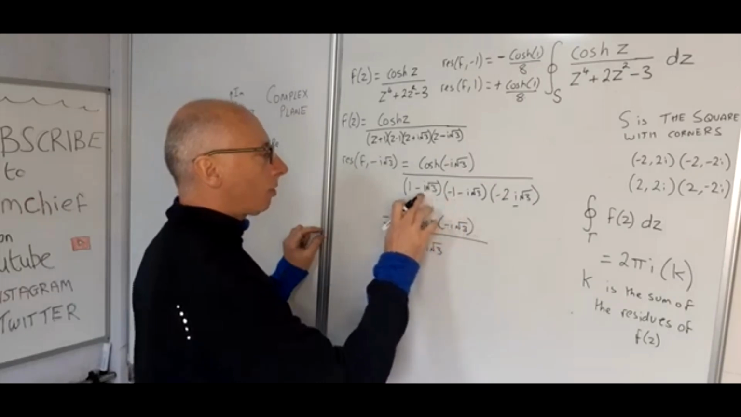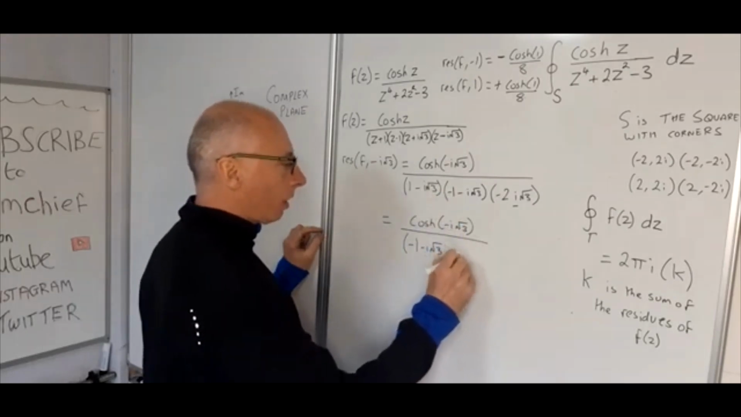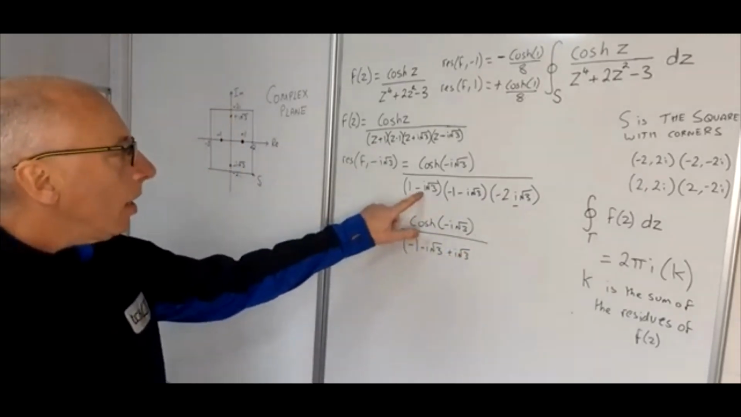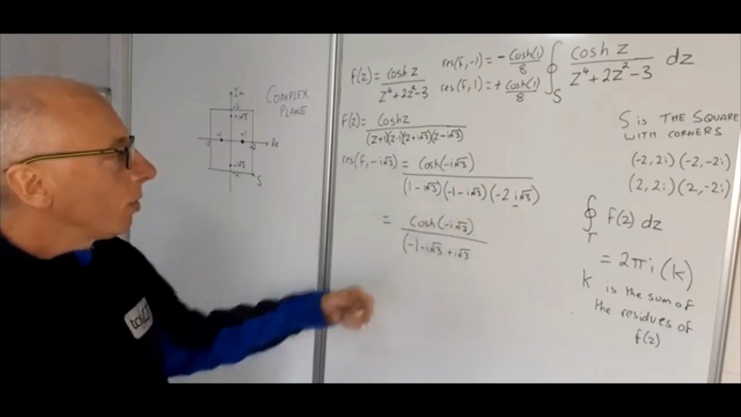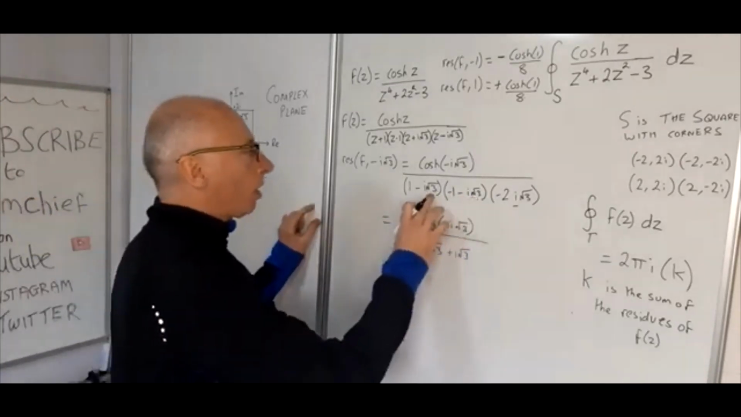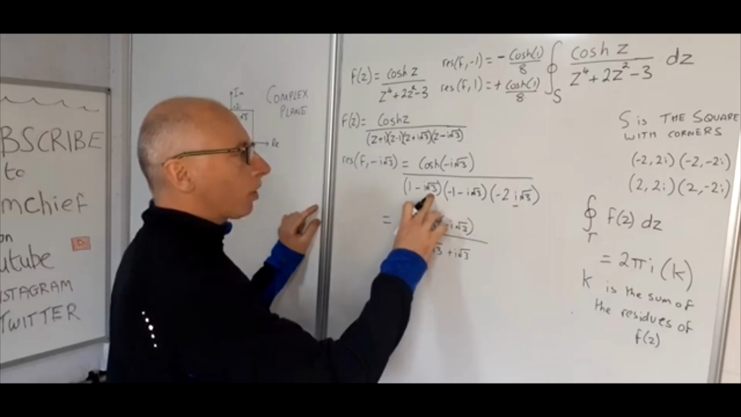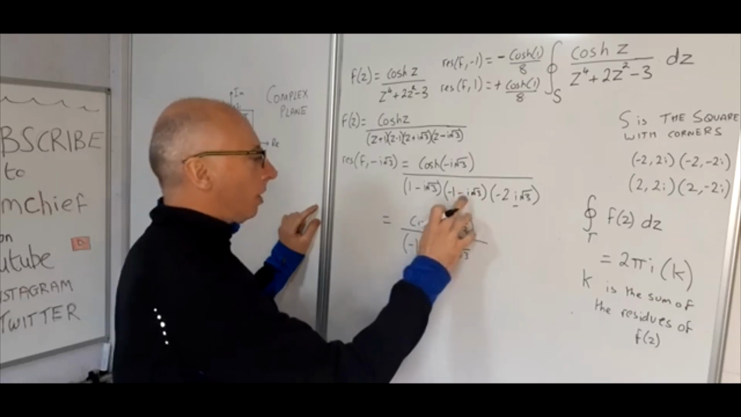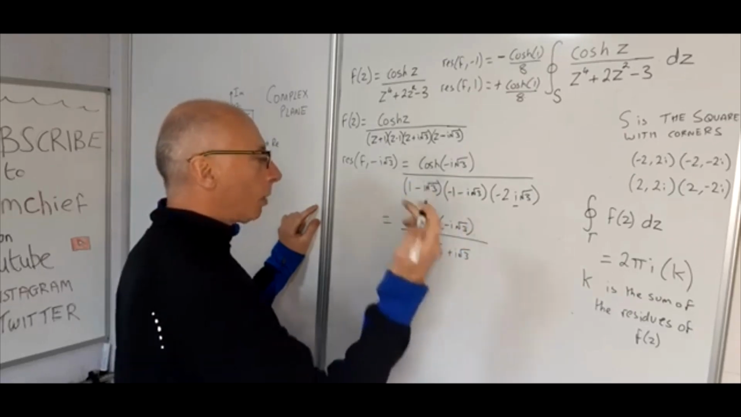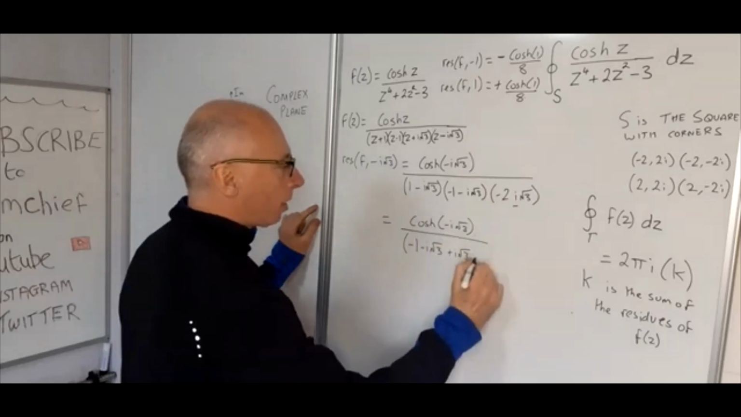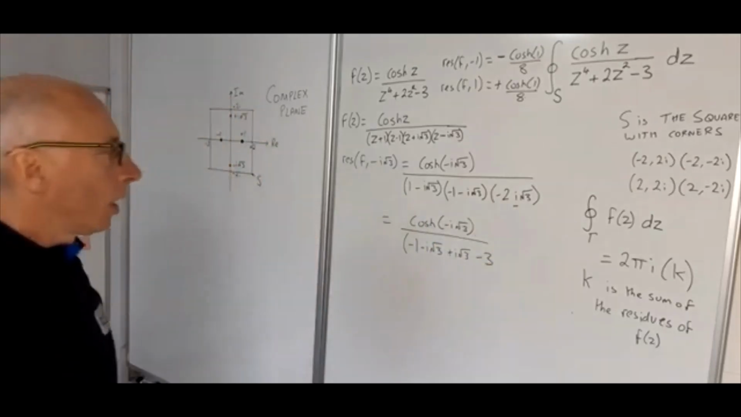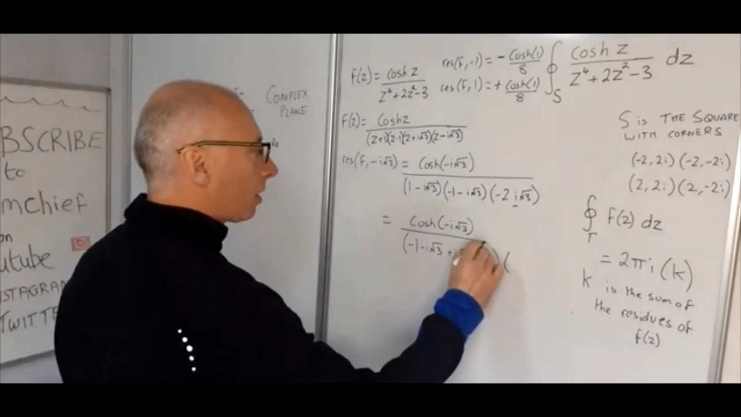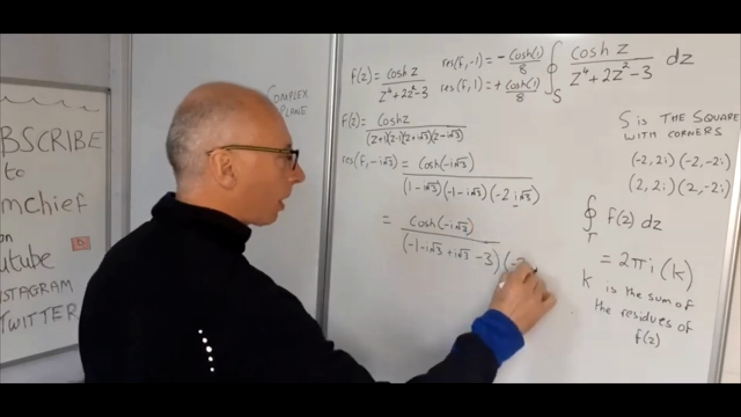-1 times -i root 3 gives us positive i root 3. And then here, -i root 3 times -i root 3. Well, the root 3's will become +3, and the i's squared will become -1. So -1 with a minus and a minus becomes another minus. So that will end up with -3. Okay, so now we just multiply this by this last term, minus 2i root 3.